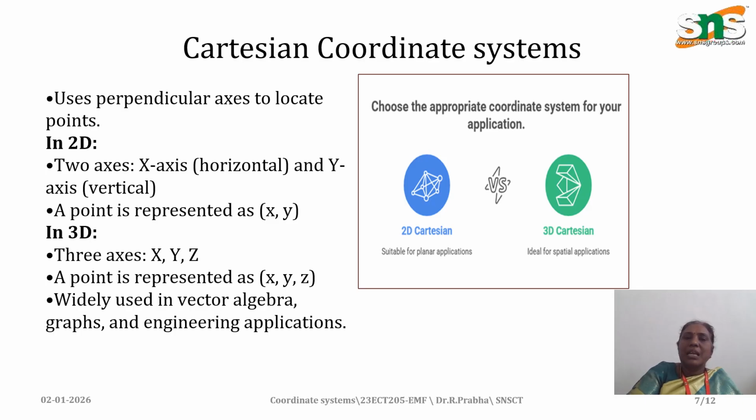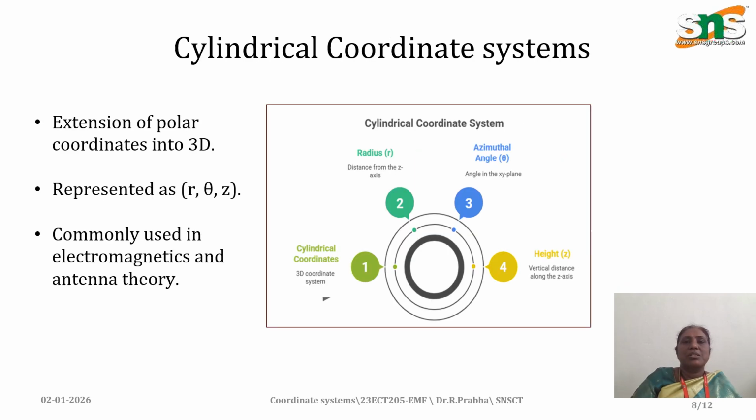But if we take a three-dimensional way of representing the vector in coordinate systems, three axes are taken. The three axes are mutually perpendicular and considered as x, y, z. Any point in this coordinate system as a three-dimensional quantity will be represented by x comma y comma z, and it is widely used in vector algebra, graphs, and also engineering applications.